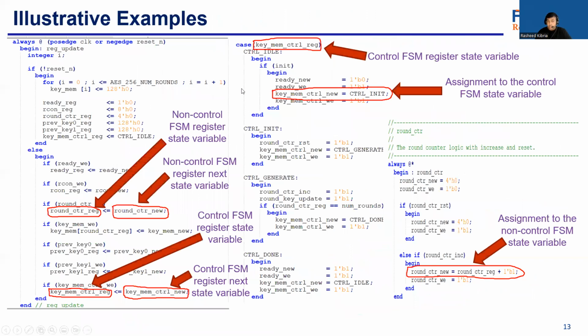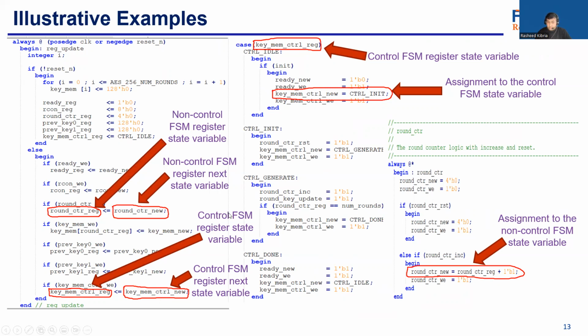Here are presented more illustrative examples. We see here a non-control FSM register variable, say round CTR. It is not driving any case statement controlling variable. So even though it has a very good template similarity with the FSM, it will be discarded because this non-control FSM register state variable does not drive any case statement controlling variable.